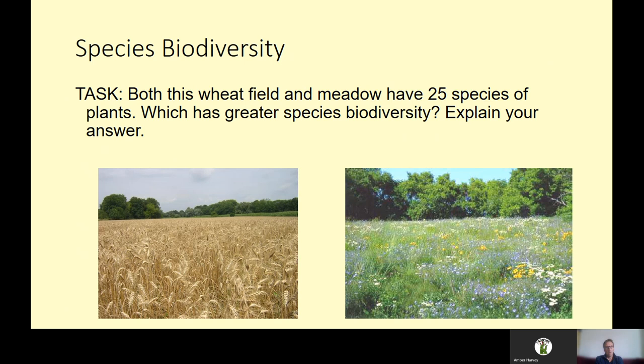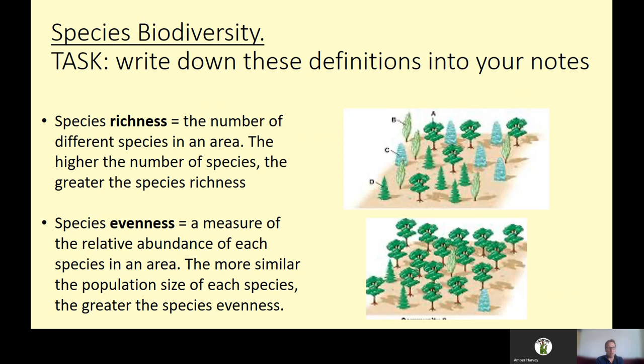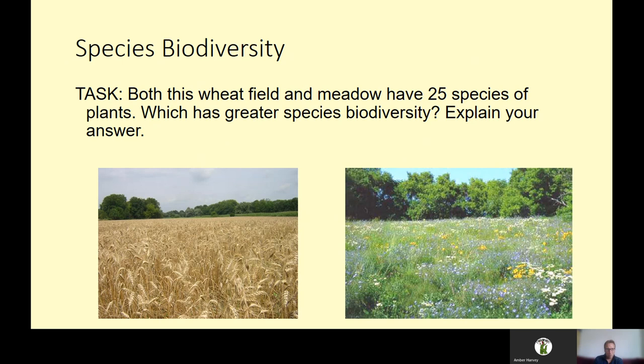Okay, another task for you to look at and write down your thoughts. We've got a wheat field on the left and a meadow on the right. They both have 25 species of plants. Which do you think has greater species biodiversity? Explain your answer. We're thinking about both of these terms, species richness and species evenness. Which has the greater species biodiversity? I'd like you to write down some ideas as to what you think, and then we will discuss them in just a minute.